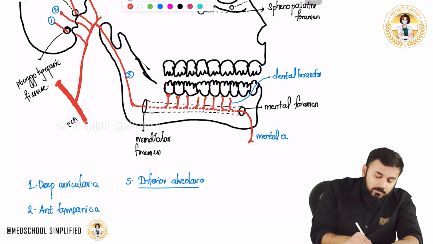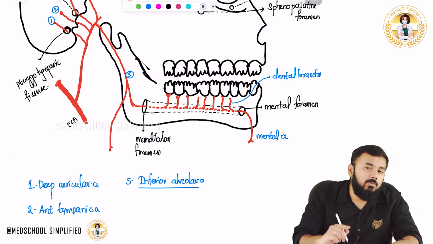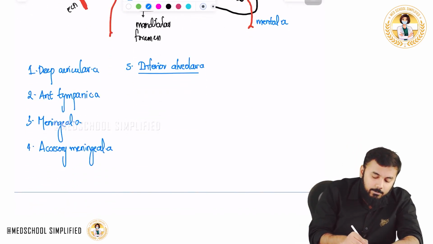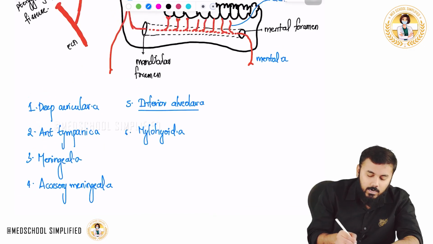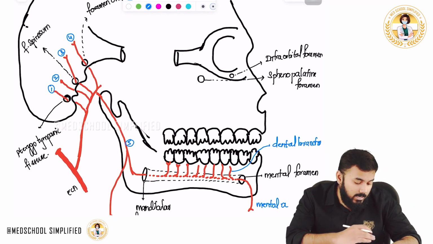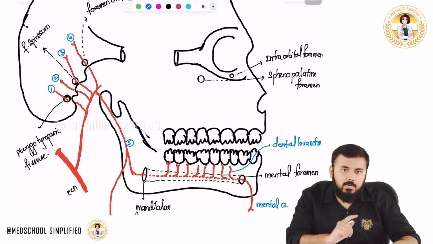Now here itself, this inferior alveolar artery gives out one branch that supplies down to the mandible. Down to the mandible we have got a muscle called mylohyoid muscle. So this is an artery that supplies your mylohyoid muscle, so you call it mylohyoid artery. Done. So till here, whatever I have discussed is called the first part of your maxillary artery.